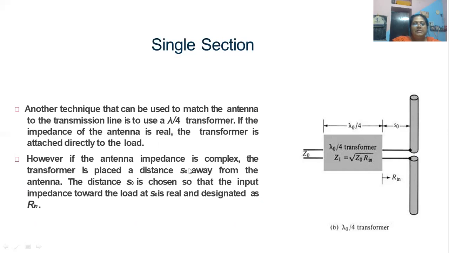So the antenna is kept at a distance away. The transformer is placed at a distance S0 away from the antenna, and this distance S0 is so chosen that the input impedance towards the load is real and is designated as Rin. The main purpose is first to make the impedance real.